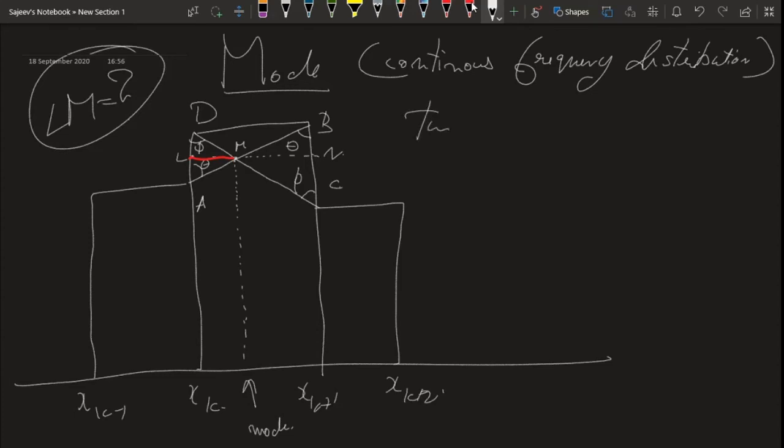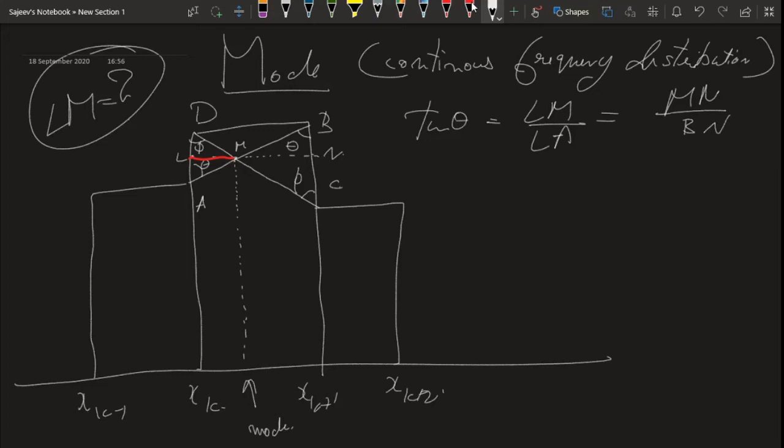Okay, so what's tan theta? We had two triangles with theta, right? Which triangle should I take first? So the two triangles with theta are LMA and MNB, right? So LM by LA is tan theta, and in the other triangle I have MN by BN.